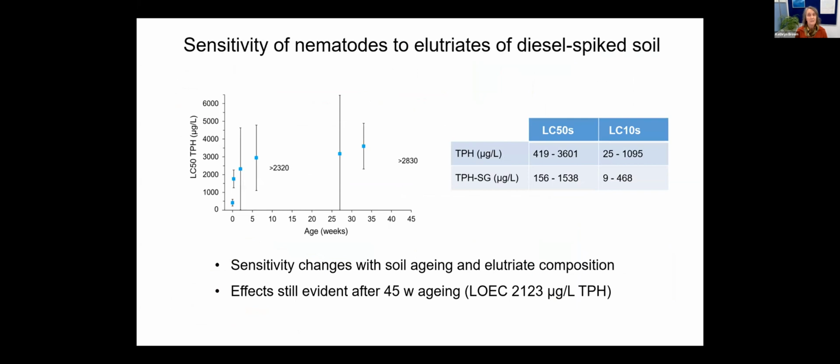We estimated the sensitivity of nematodes to TPH in elutriates and to the hydrocarbon-only component. So elutriates of freshly spiked soil were the most toxic, and aged fuel was less toxic, and the steepest decline in toxicity was seen in the first 6 weeks of aging. So we couldn't model an LC50 for every test, but effects were still evident in all tests, including for the most aged soil, and this is despite hydrocarbon loss from soil and an elutriate almost entirely composed of polar metabolites.